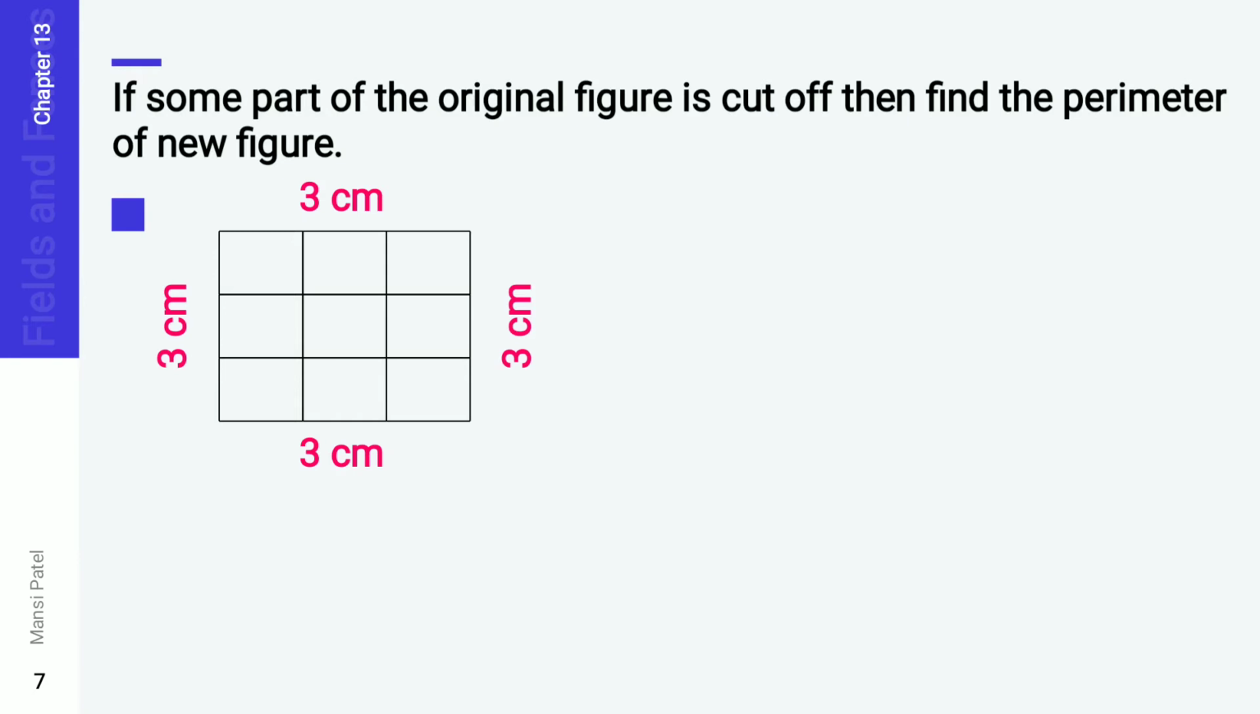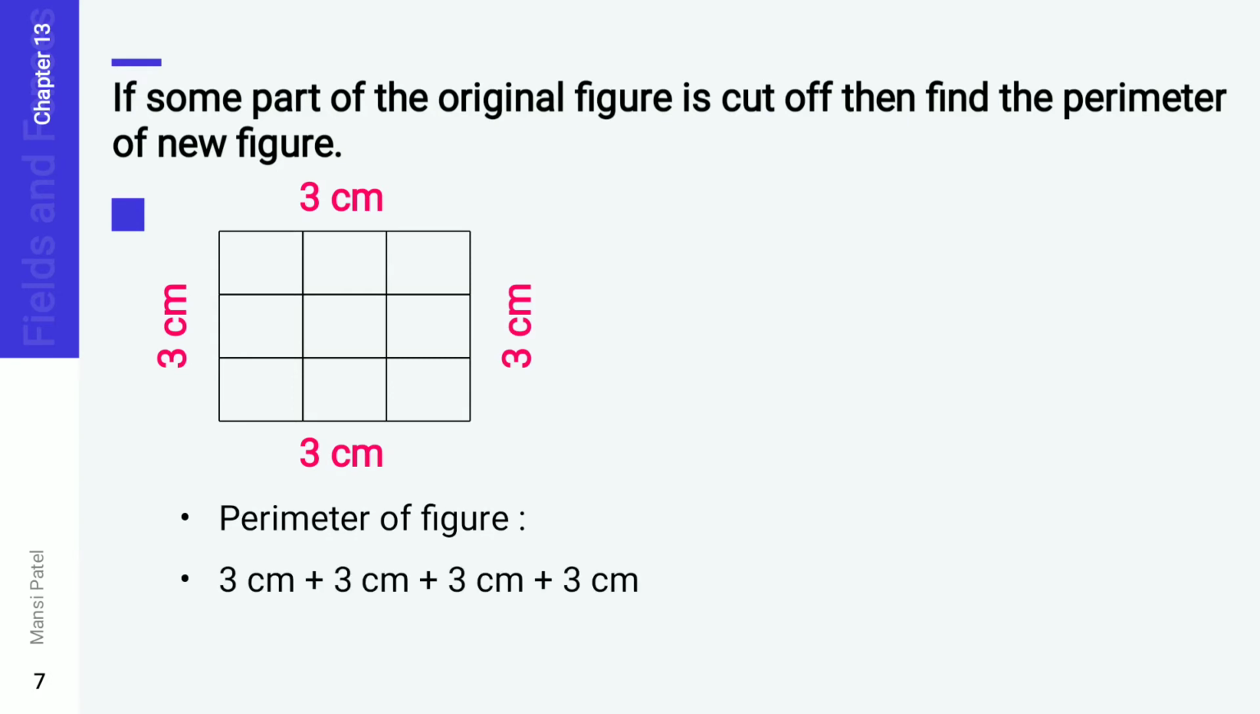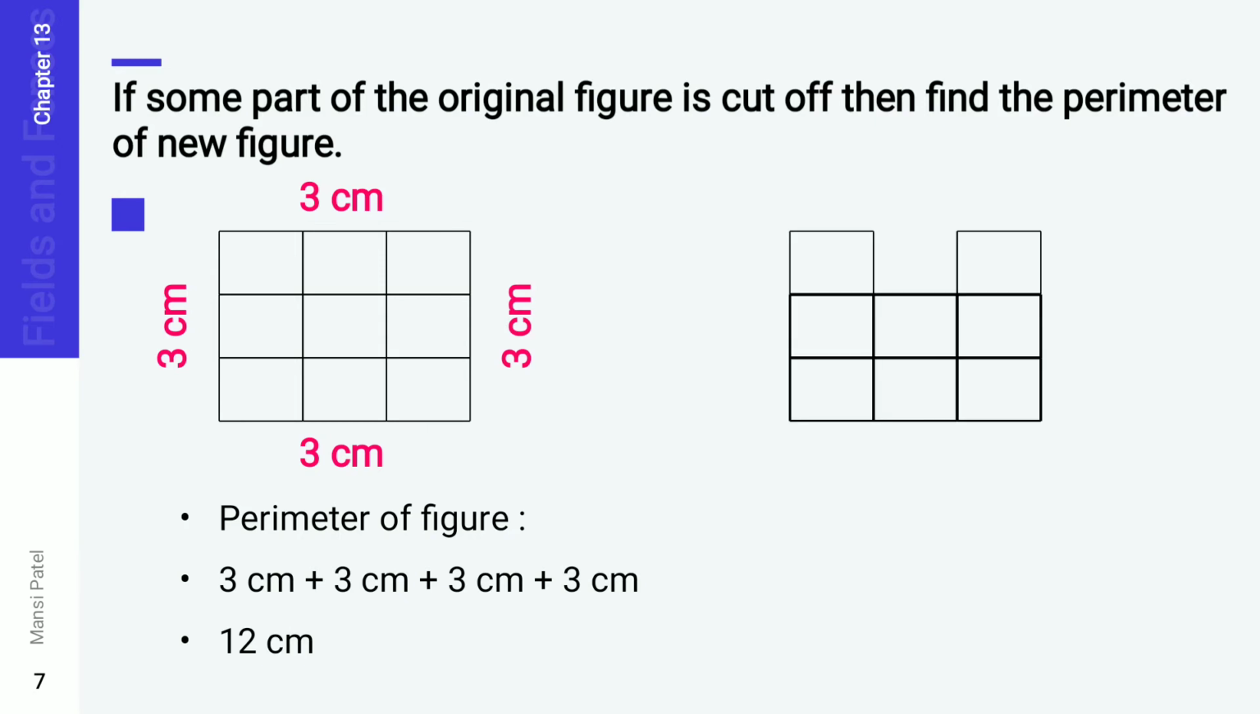So the perimeter of the original figure, we can say, is 3 centimeter plus 3 centimeter plus 3 centimeter plus 3 centimeter. So 3 plus 3 is 6, 6 plus 3 is 9, and 9 plus 3 is 12 centimeter. Now from this figure I just cut some part like this. In this figure I just take out one square box. So now you have to find out what is the perimeter of this new shape.